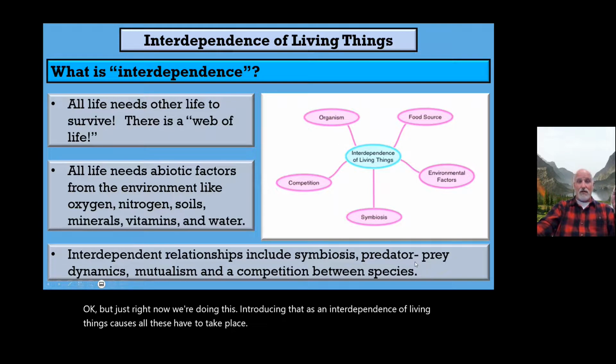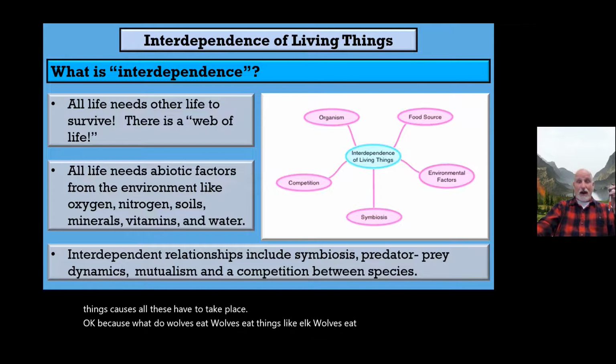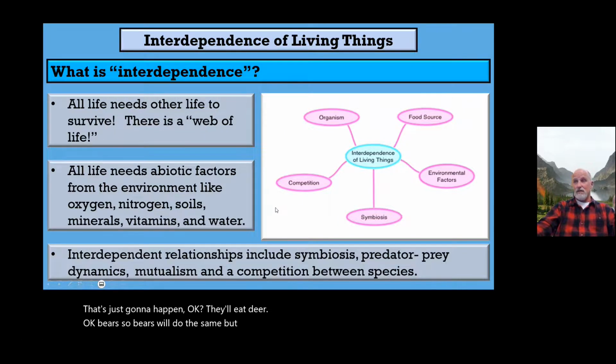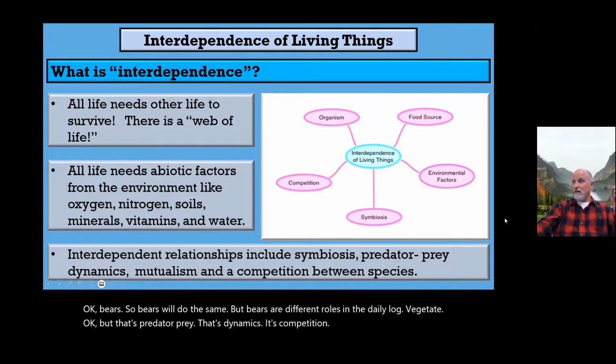Because what do wolves eat? Wolves eat things like elk. Wolves eat things like rabbits. That's just going to happen. They'll eat deer. Bears will do the same, but bears are different from wolves in that they'll eat a lot of vegetation. But that's predator-prey. That's dynamics. That's competition, all in action.